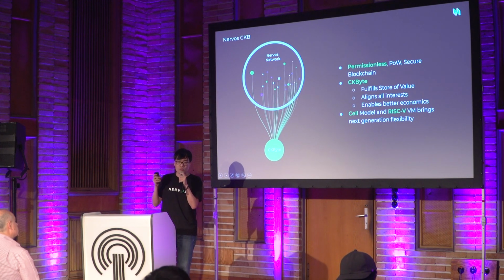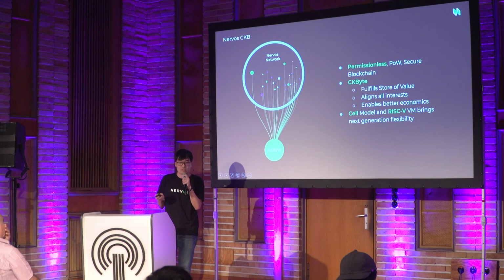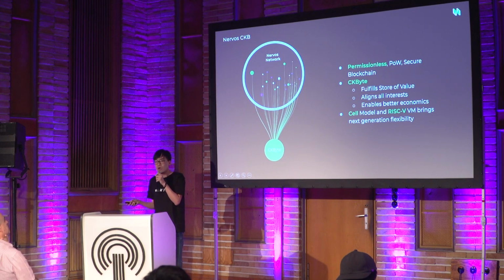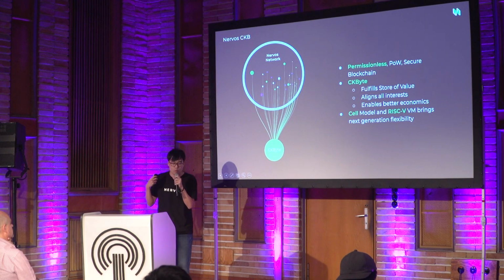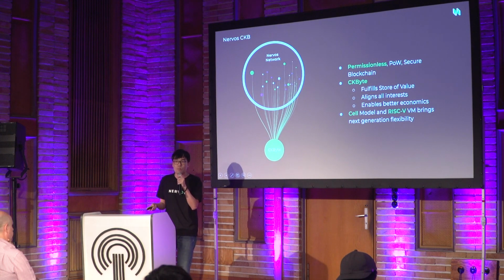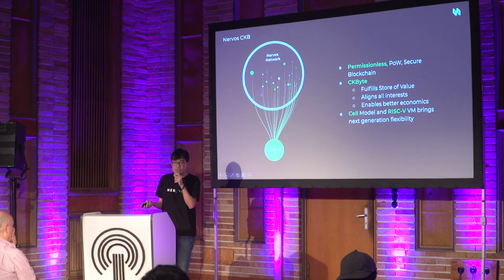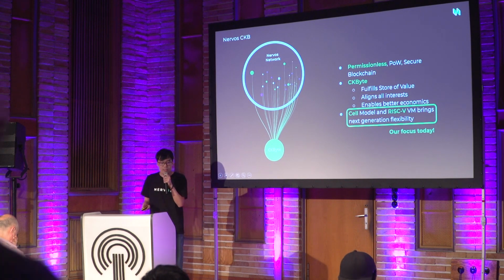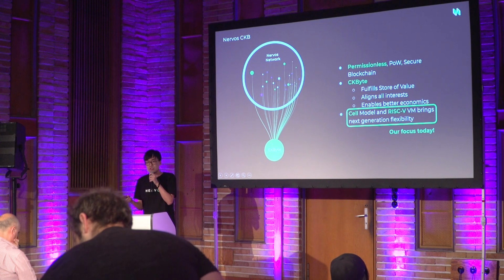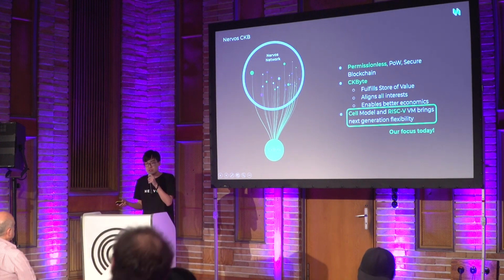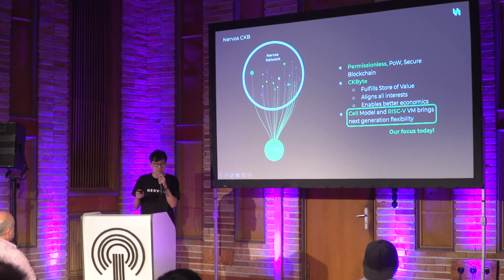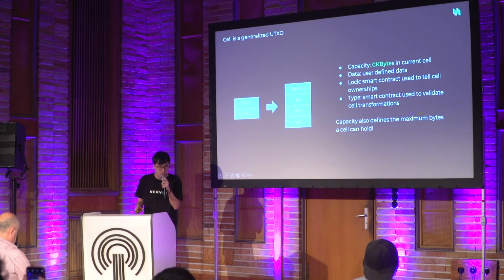We also designed a new model called the cell model, evolved from the UTXO model, to make sure that our Nervos CKB can be the most flexible blockchain. And we also use RISC-V as the virtual machine layer for the blockchain to make sure that it can have the maximum flexibility. While we believe Nervos CKB has many novelties, today I'm only going to cover the cell model and RISC-V part.